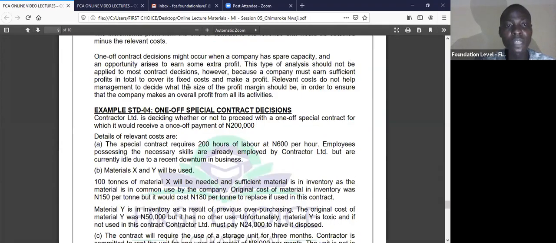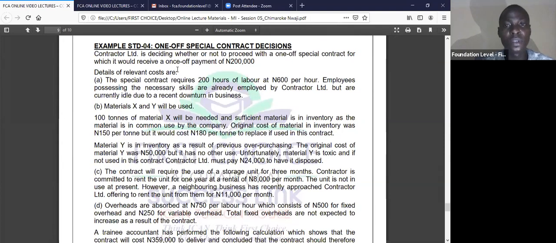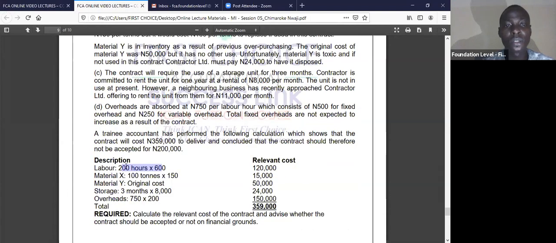Okay, look at where she did labor. She said 200 hours times 600. So that's what she did here. 200 times 600 gave her 120,000.